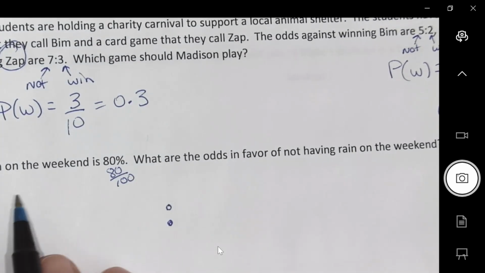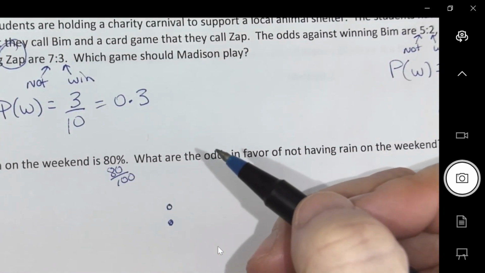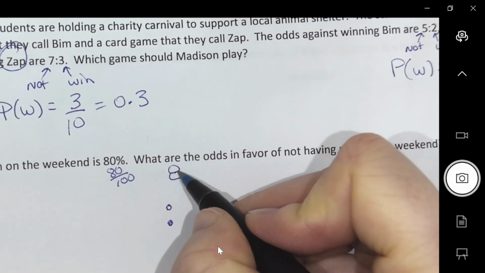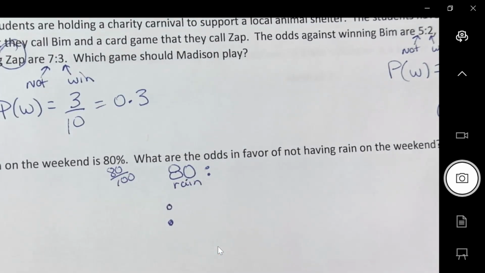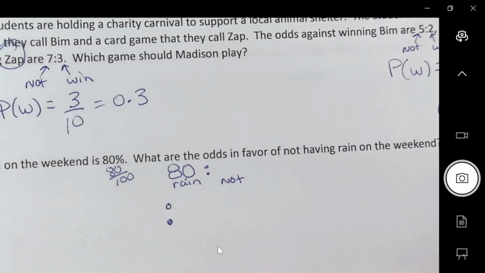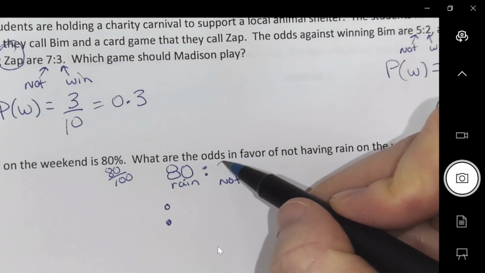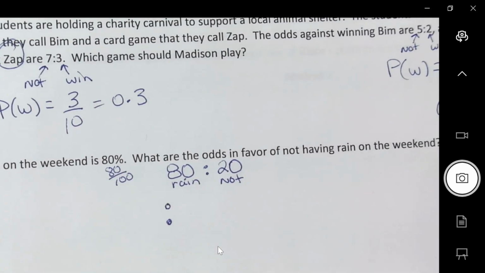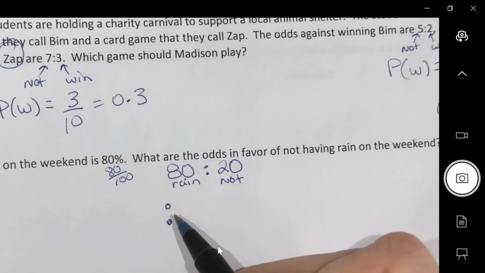Okay, so the chance of rain is 80%. So 80 out of 100 times it will rain, which means how many times will it not rain if I was to give you 100 days, 100 chances? It will be a 20. You do it backwards. What's in favor of not having?